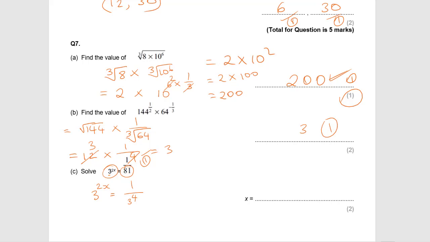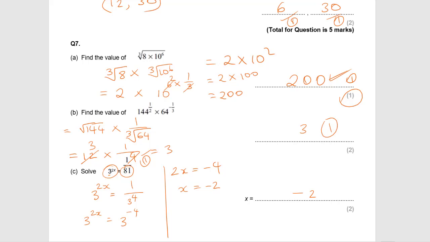Now we can write 3 to the power of 2x is equal to, we can write it as a negative power if you get rid of the fraction, so 3 to the power minus 4. Let's carry on here. Now because the base is the same, we can say 2x equals minus 4. So 2x is equal to minus 4, divide by 2 both sides, x equals minus 2. So our answer is minus 2.